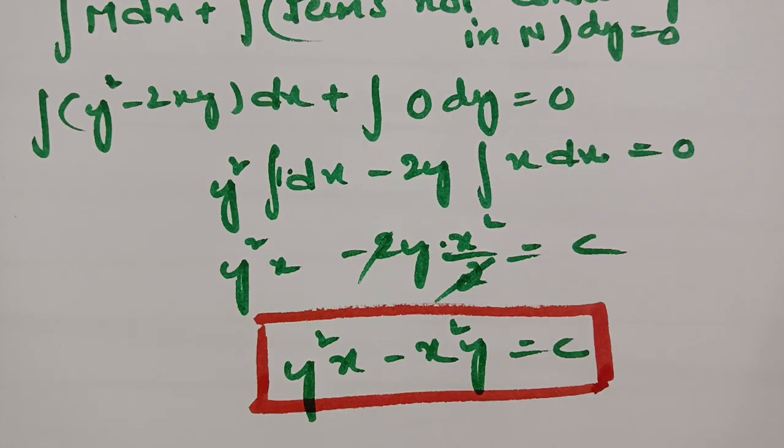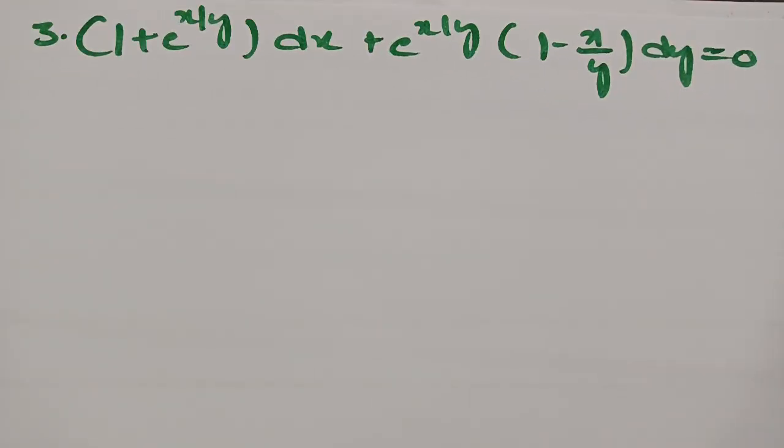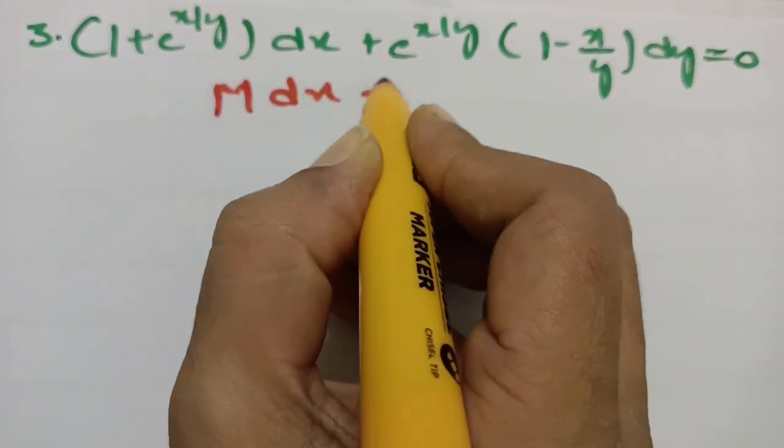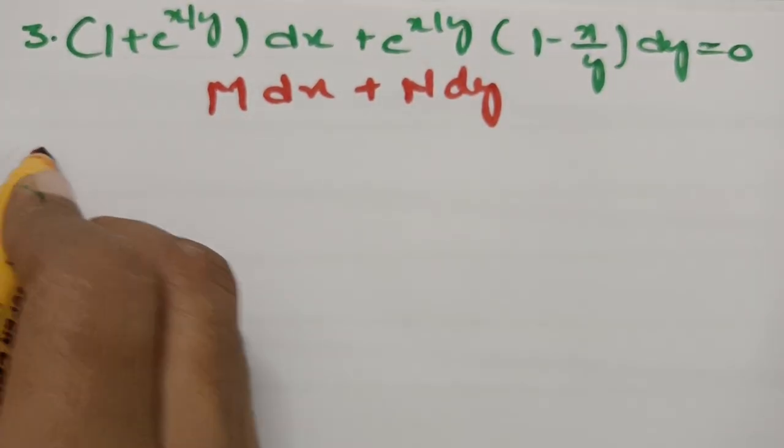And our third question here is, see here one after the other. So here if you see, this is of the form M dx plus this value is N dy. Clear? So what is our M value?